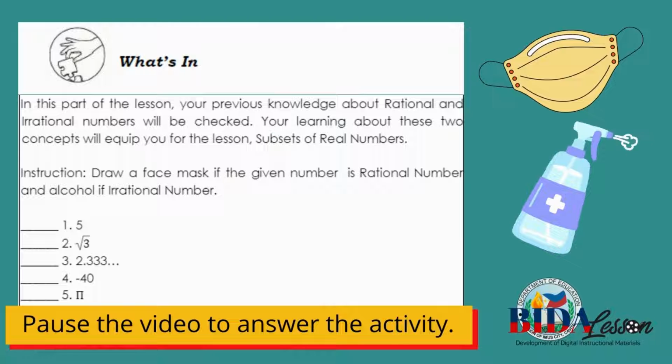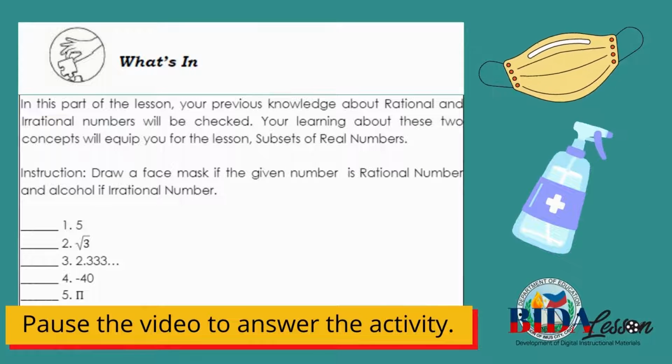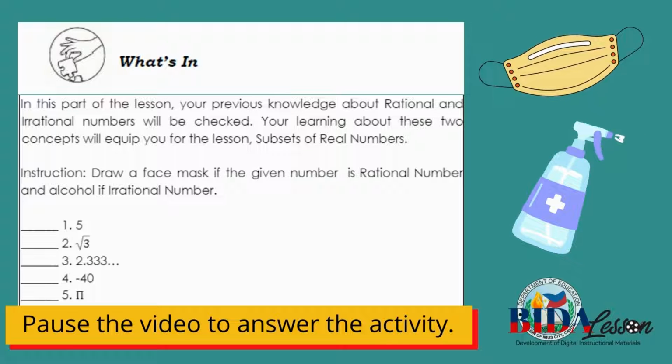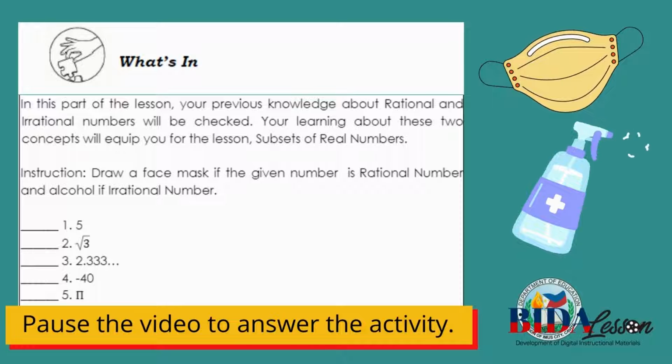In this part of the lesson, your previous knowledge about rational and irrational numbers will be checked. Your learning about these two concepts will equip you for the lesson Subsets of Real Numbers. In this activity, you are tasked to draw a face mask if the given number is rational, otherwise draw an alcohol.